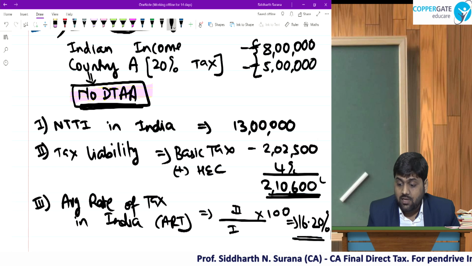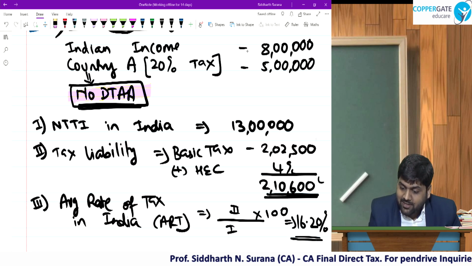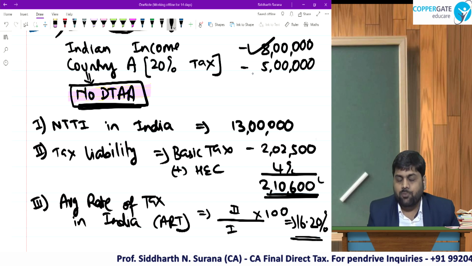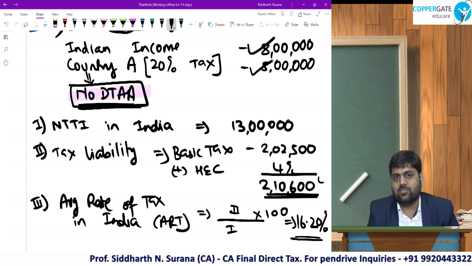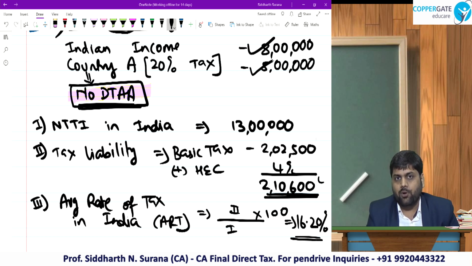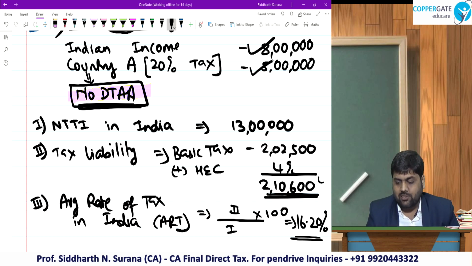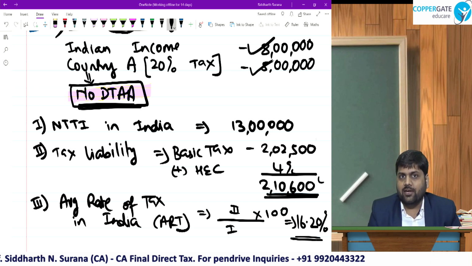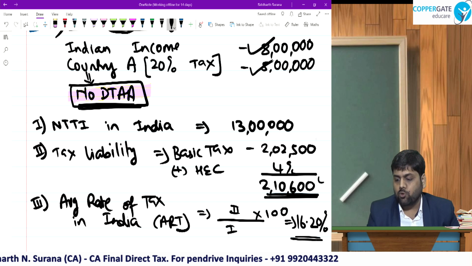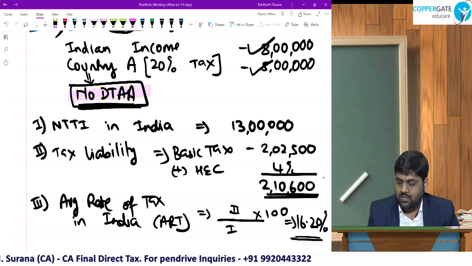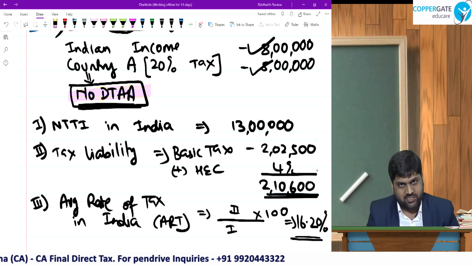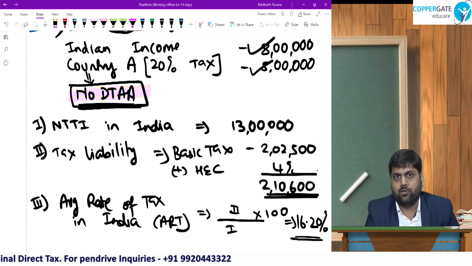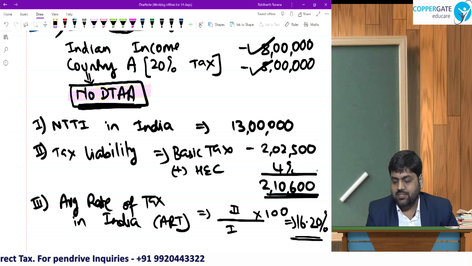That means in India, your 8 lakh also has suffered tax at 16.2%, and 5 lakh has also suffered tax at 16.2%. You pick up your calculator, you do 8 lakh into 16.2%. Then you do 5 lakh into 16.2%. If you add both of them, you will get 2,10,600, because 13 lakh into 16.2 is mathematically the same as 8 lakh into 16.2 plus 5 lakh into 16.2.